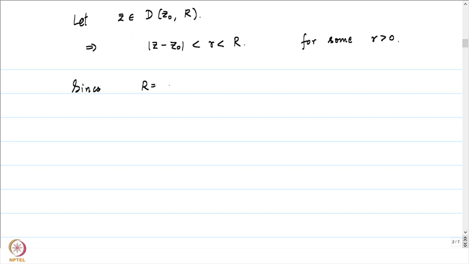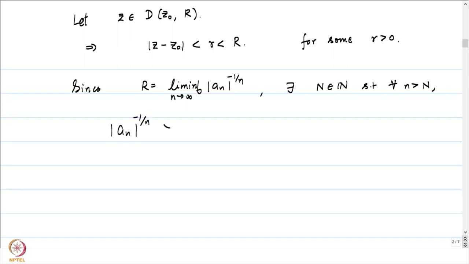Since capital R is the lim inf of |a_n|^(-1/n), there exists some natural number capital N such that for all n greater than capital N, |a_n|^(-1/n) is greater than small r. Let's see why that is the case.